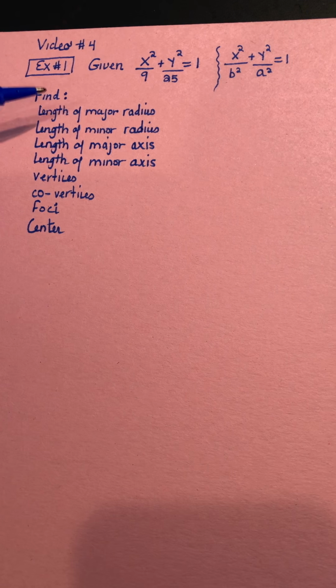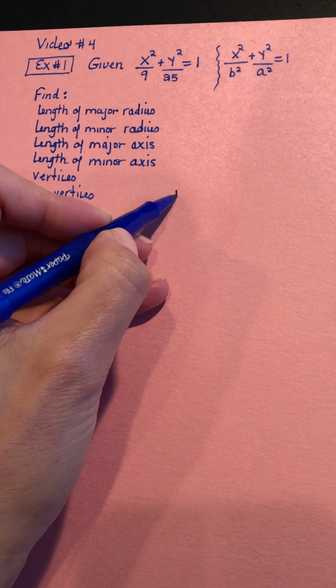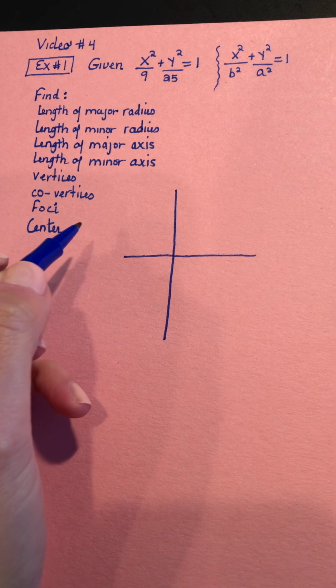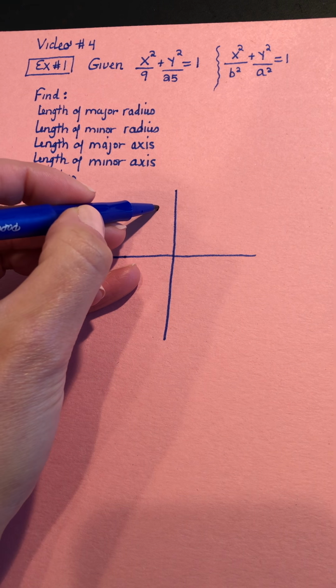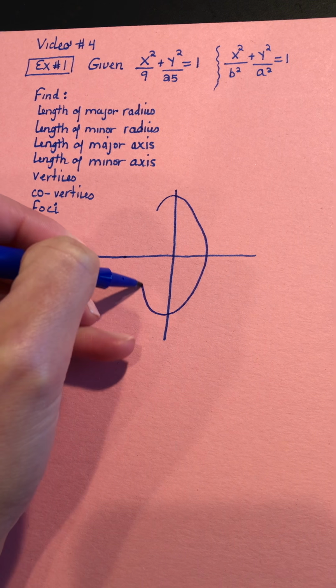Okay, so the question is asking us to find the length of the major radius, the minor radius, length of major axis, length of minor axis, vertices, co-vertices, foci, and center. What I highly recommend in these problems is to draw yourself a sketch. You could either use graph paper or just freehand it. So I'm going to draw a rough sketch. I know this is a vertical ellipse, so I'm going to draw it tall and skinny. And again, this is not to scale by any means.